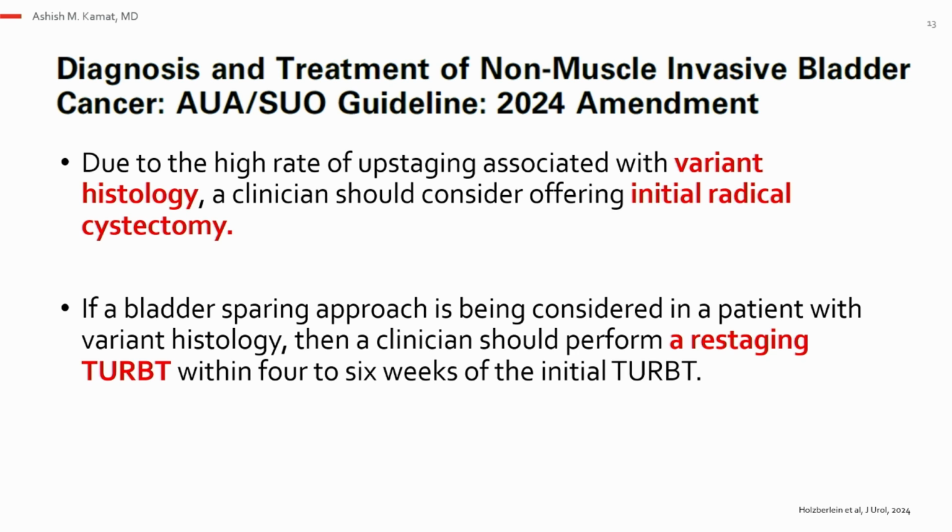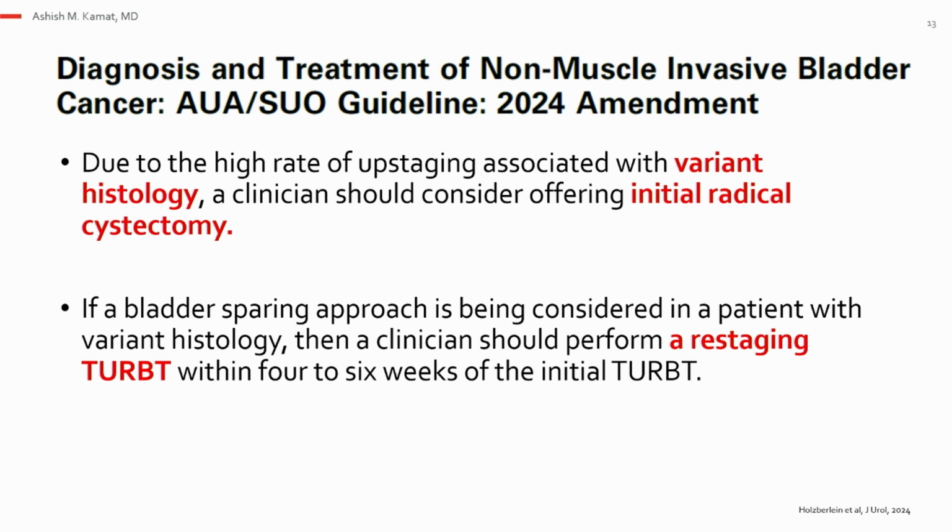Again, your patient may not want a radical cystectomy. It's up to us to tell the patient the data and actually guide them in the right direction. And if a bladder-sparing approach is being considered, this is one patient, even if it's Ta disease, I would go back and re-resect because I clearly want to make sure there's no T1 variant histology.